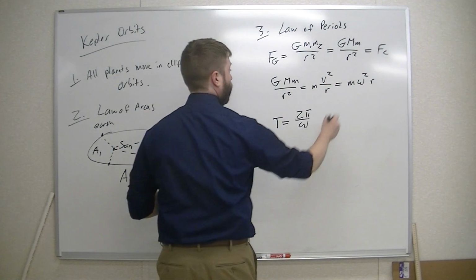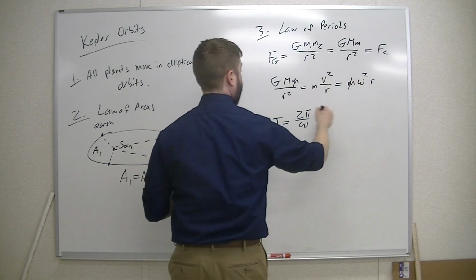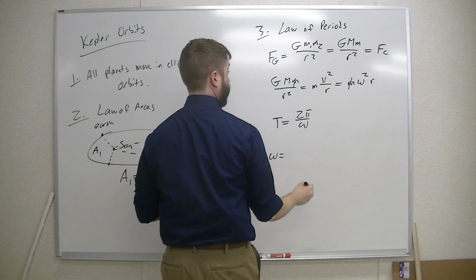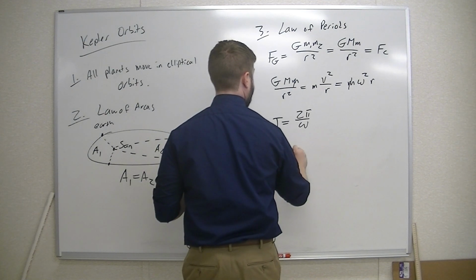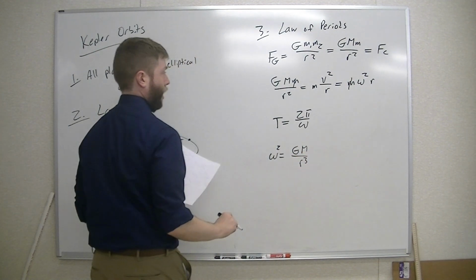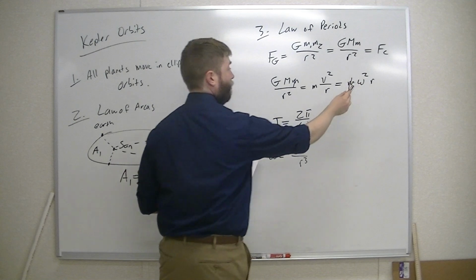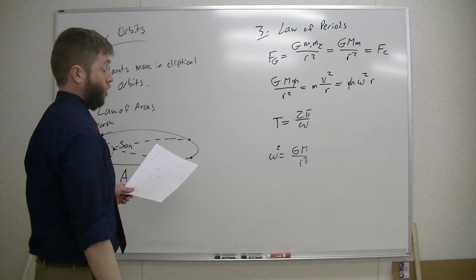Omega is equal to, little m's cancel out. Looks like this r would go down here and it becomes an r cubed in the denominator. That looks good. So then I'm going to have omega squared is big G, big M over r cubed. Okay? So what I did was I solved for omega squared up there. I got big G M over r cubed.